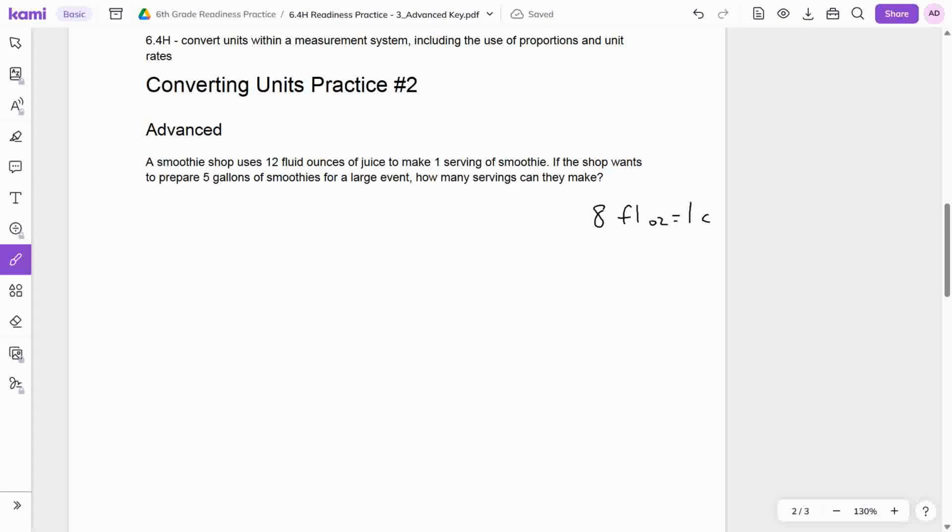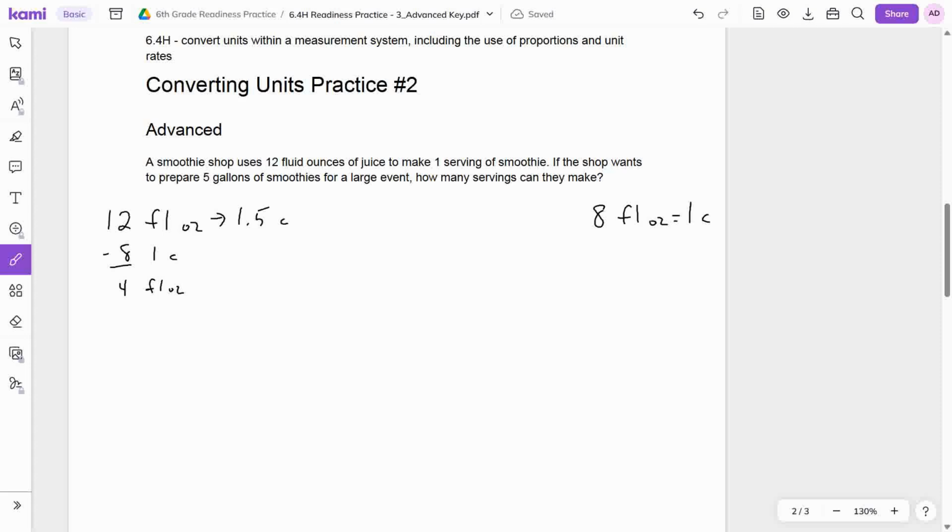All right, so if I've got 12 fluid ounces, well, 8 ounces is going to get me 1 cup, right? So that's going to be 1 cup, and I've got 4 fluid ounces left. So I'm going to have 1 cup, 4 fluid ounces, but that 4 fluid ounces is really half of what I need. So I'm going to say this 12 fluid ounces is going to equal 1.5 cups, okay? So every serving of smoothie gets me 1.5 cups.